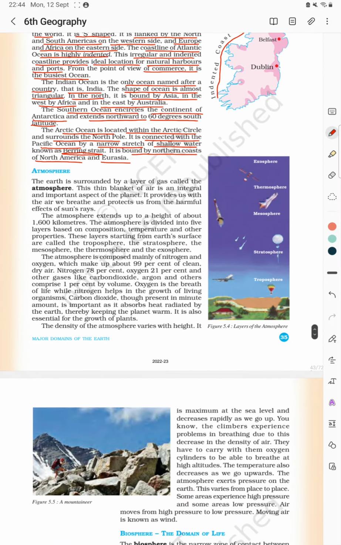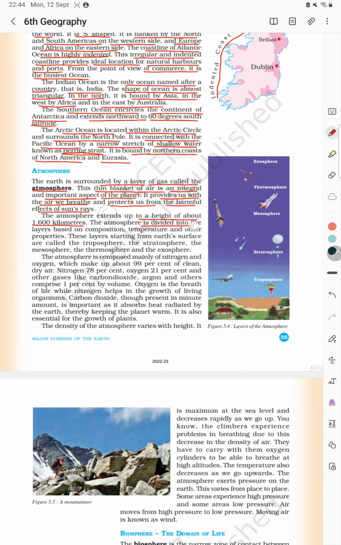Then we'll discuss the atmosphere. The earth is surrounded by a layer of gas called atmosphere. This thin blanket of air is an integral and important aspect of the planet. It provides us with the air we breathe and protects us from the harmful effect of sun rays. The atmosphere extends up to a height of about 1600 kilometers.